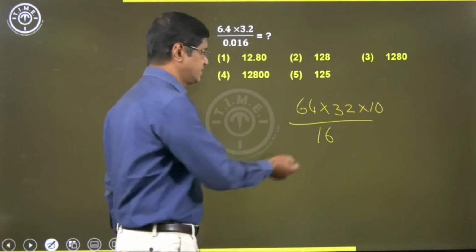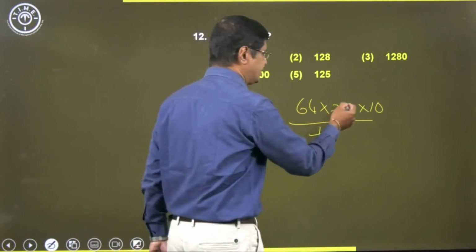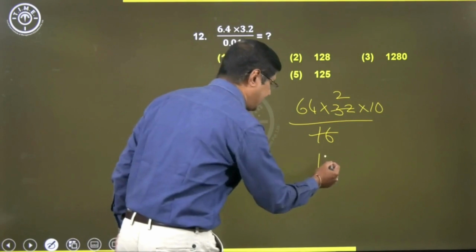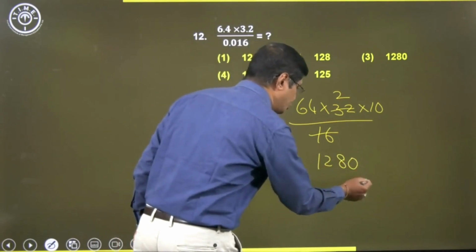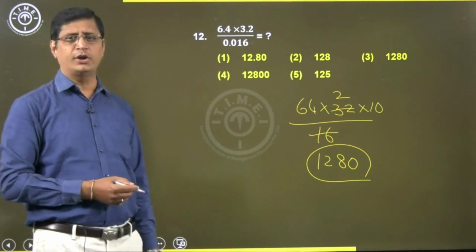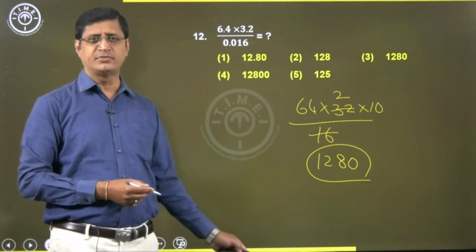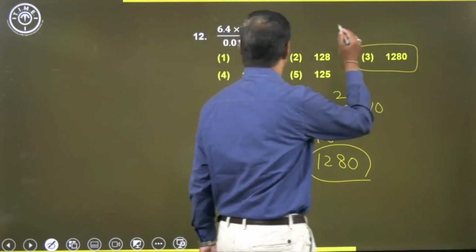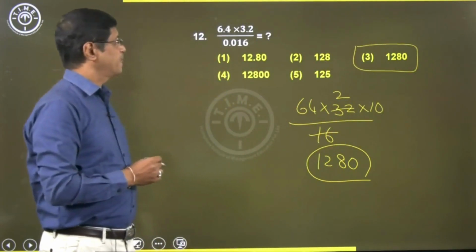Now simplify this. It goes how many times? 16 exactly 2 times. 2 times of 64, 128. 128 into 10, that is 1280. The right answer for this question, option number 3. Third choice is the answer.